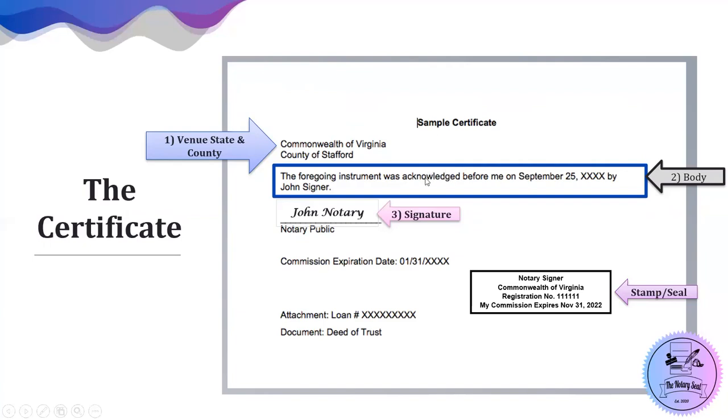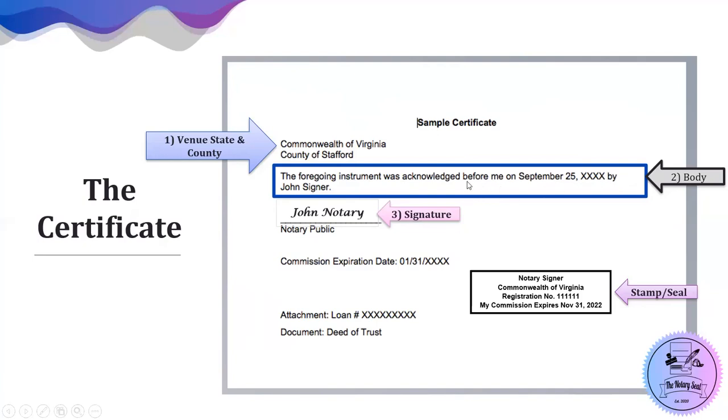It is an acknowledgement, because it says it was acknowledged before me on September 25th. Let's just put in the date, 2021, by John Signer. Okay, that's the person who signed, John Signer. So it's going to have their name. The body is going to have the date. In most cases, not all the time, it will have a date, but generally we'll have a date.